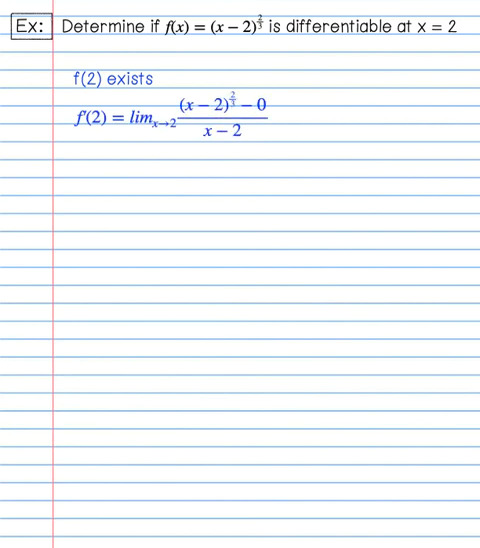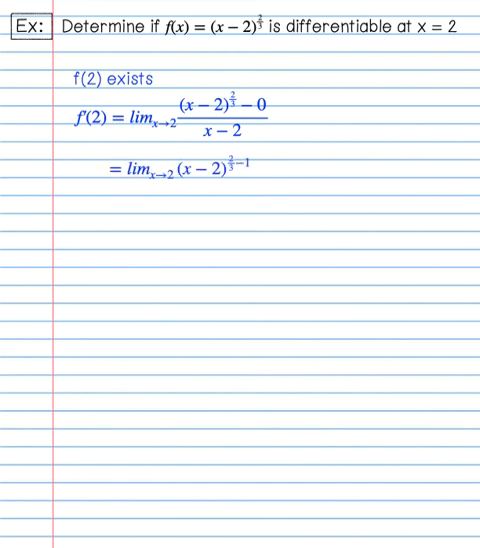So now I'm going to check my limit, limit definition of a derivative. So the derivative of f at 2 would equal the limit as x approaches 2 of the quantity (x minus 2) raised to the 2/3 power minus 0. So that 0 is coming from the f of 2, right? And then all divided by that x minus c there, so x minus 2 in this case.